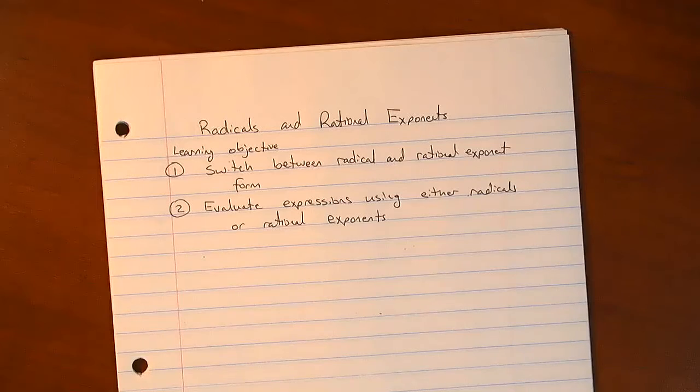Okay, so in our last video, we introduced the idea of a radical. In this next video, we're going to talk about probably the biggest concept associated with radicals beyond just the simple definition. We're going to talk about rational exponents. Okay, so let's take a look at our learning objectives. They're pretty short in this video, and then we'll get started.